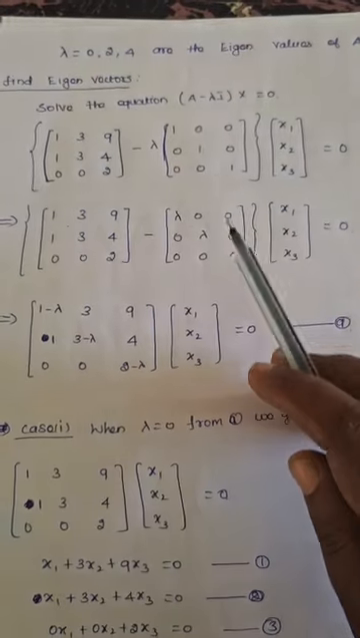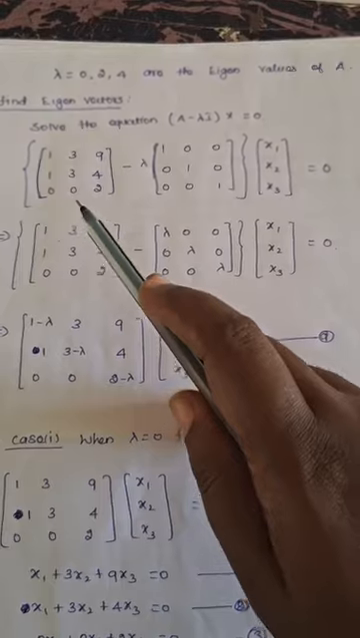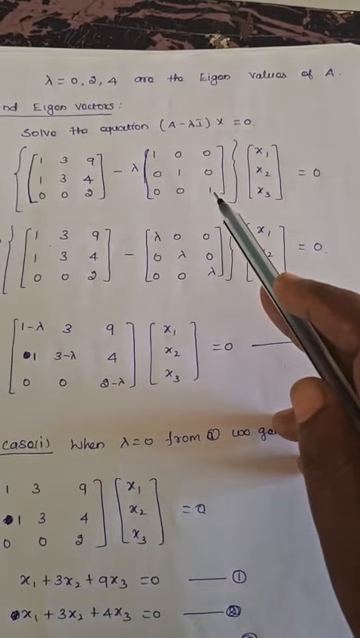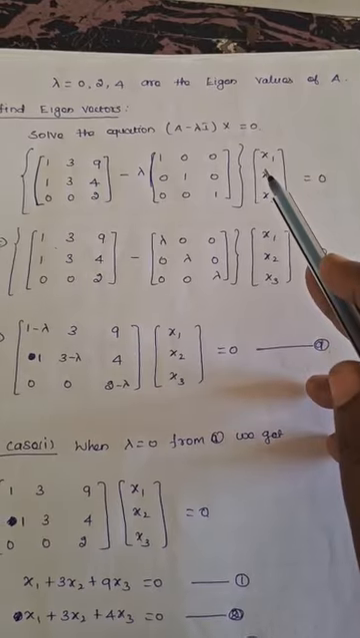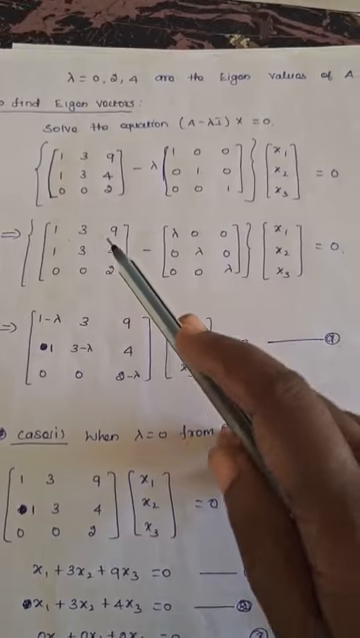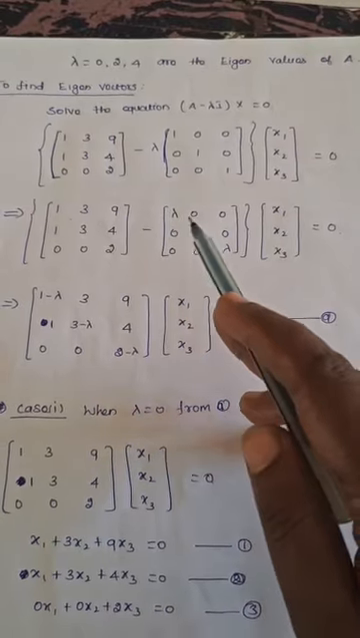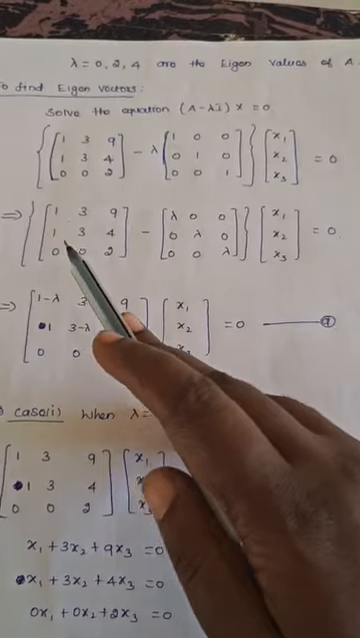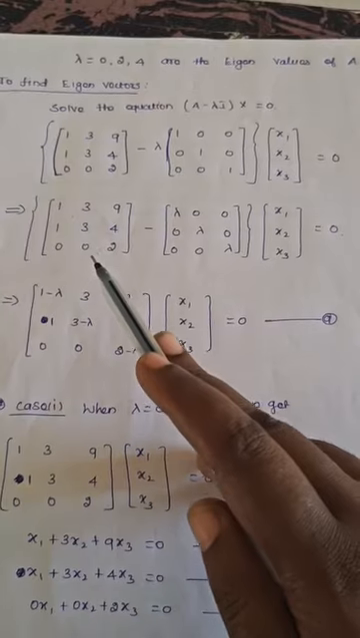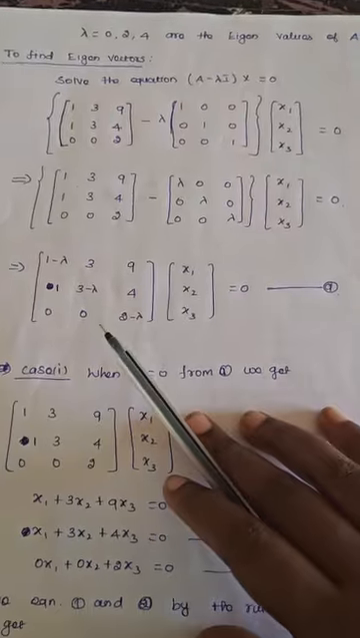Next we find the eigenvectors. First we solve the equation A minus lambda I into x equals 0. Write the A matrix minus lambda into I, where I is the identity matrix with diagonal elements 1 and remaining entries 0, into x, which is x1, x2, x3. Then lambda is multiplied inside the matrix, and next we subtract the two matrices: 1 minus lambda, 3, 3 minus 0 is 3, 9 minus 0 is 9; 1 minus 0 is 1, 3 minus lambda, 4 minus 0 is 4; 0 minus 0 is 0, 0 minus 0 is 0, 2 minus lambda, into x1, x2, x3 equals 0. Call this equation A.